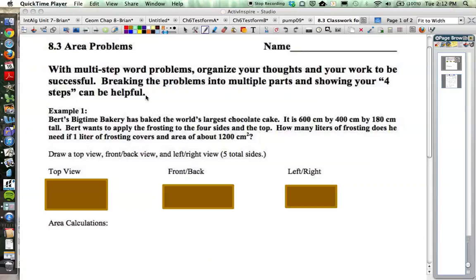Welcome to 8.3 area problems. In this section, we are going to use the same formulas as we used in 8.1 and 8.2. For instance, on the problem that you see in front of you, we're going to be doing the area of rectangles, which mathematically is not a hard concept.